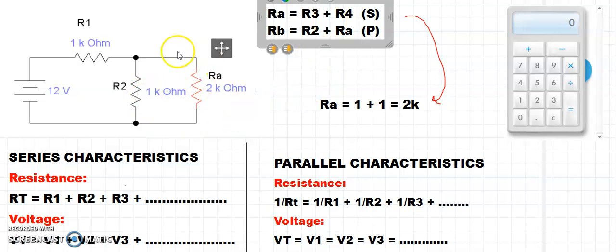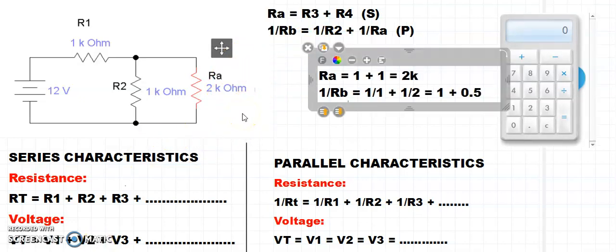So we can see now R2 and RA are in parallel. So using the parallel characteristics we can solve it. We have RA as 2 kilo ohms, which was achieved using RA equals R3 plus R4, as R3 and R4 were in series. Now we see that R2 and RA are in parallel, so we are going to solve them accordingly. 1 upon Rb is equal to 1 upon R2 plus 1 upon RA.